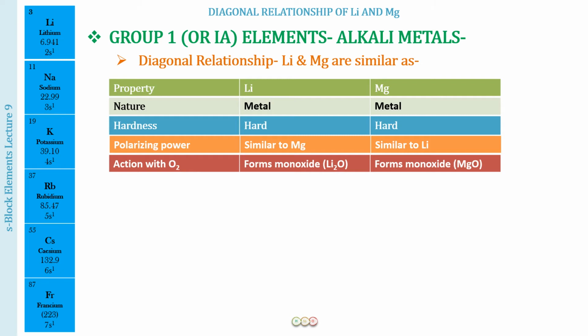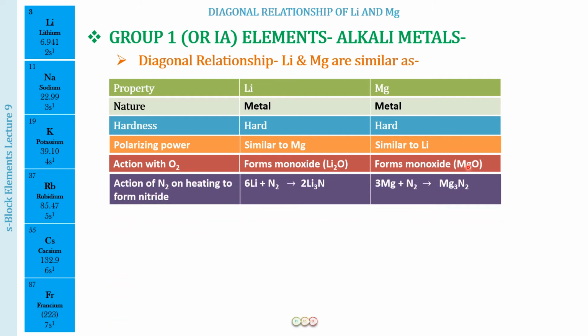Then we have the action with oxygen. So lithium forms its monoxide, that is Li2O, whereas the rest of the alkali metals were forming peroxides and superoxides. In magnesium also we see, just similar to lithium, it is also going to form its monoxide, that is MgO. Okay, and then we have a similarity even in the reaction with nitrogen. In the alkali metals, it was only lithium which was reacting with nitrogen to form lithium nitride, and similar in its behavior is going to be magnesium. Magnesium is also going to combine with nitrogen to form magnesium nitride.